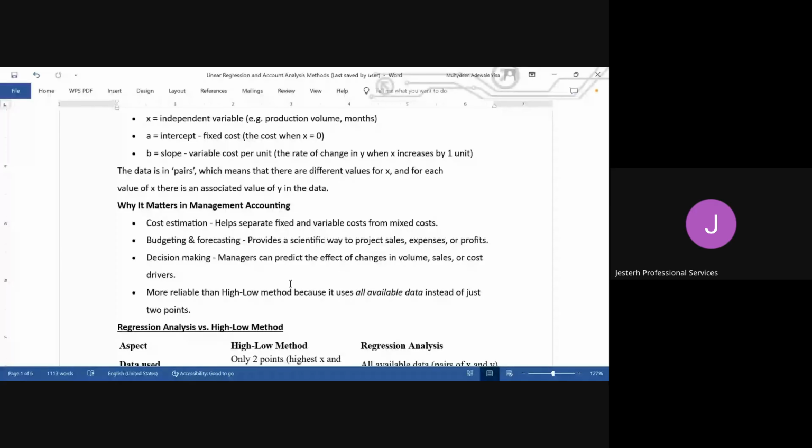The major aspect of what we are to achieve in all these things is to help an organization to make the right decisions. So that is why the third one is all about decision making. Managers have to predict effectively on the change based on the data they have processed, the volume of the sales, the cost drivers, all those things. That is why linear regression is very important in management accounting.